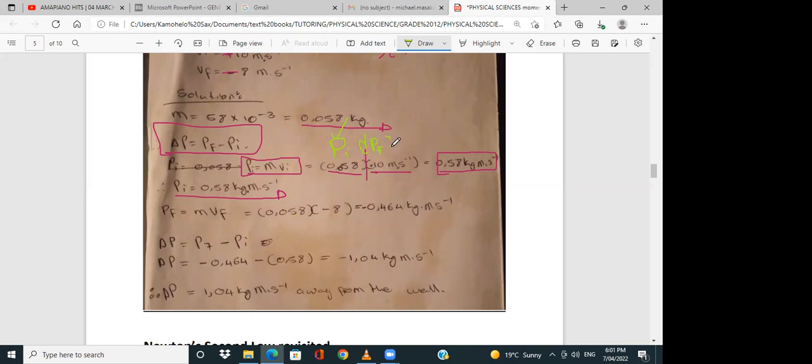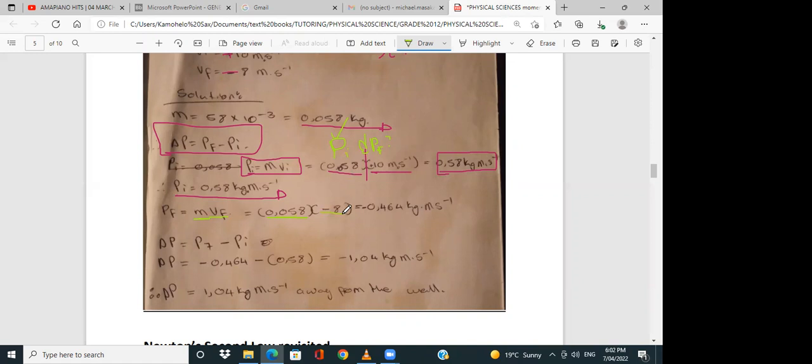Now, what is our final momentum? The mass is still the same. It's the mass of a single object, so our mass is still the same. Now, our mass is what? 0.058, I'm sorry about that. 0.058 kilograms. And then our final velocity is going to be -8 meters per second.